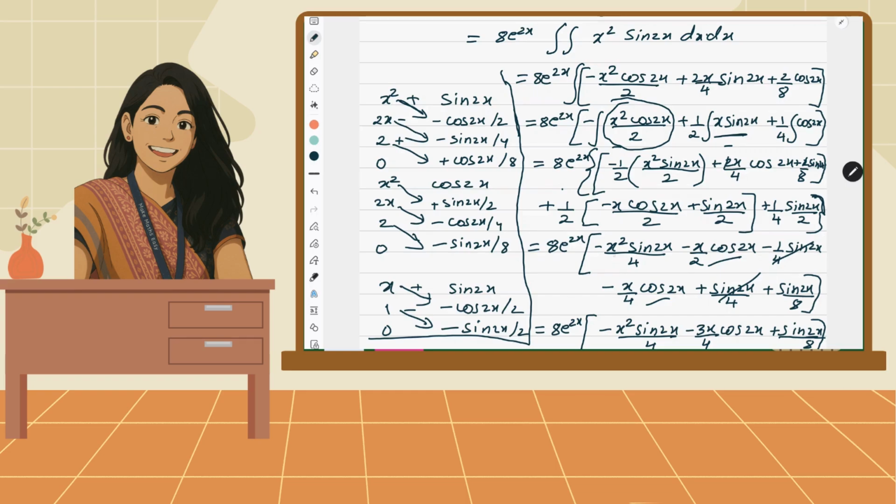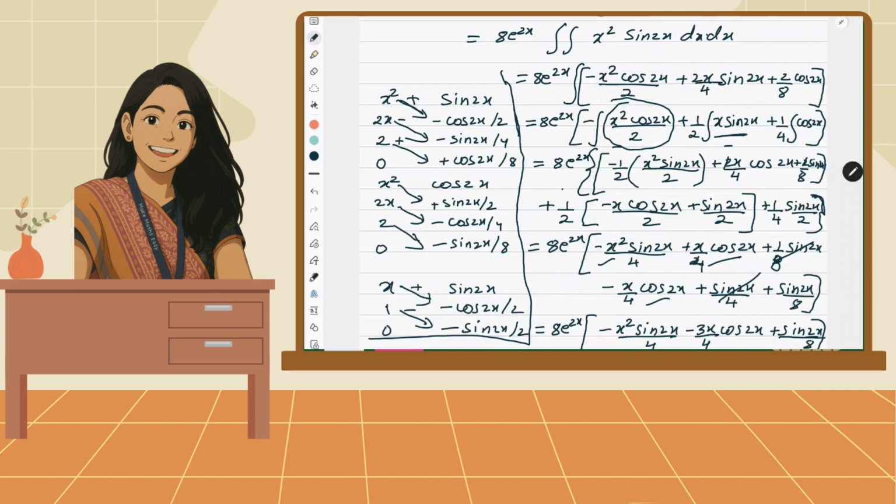So now this will be minus 1 by 4 x square sin 2x. This term is correct. Now second term will be x by 4 plus x by 4 cos 2x. And third term will be plus 1 by 8 sin 2x. Okay. And then this term will be minus x by 4 cos 2x, correct. This will be plus 1 by 4 sin 2x, also correct. Plus this will be sin 2x upon 8.